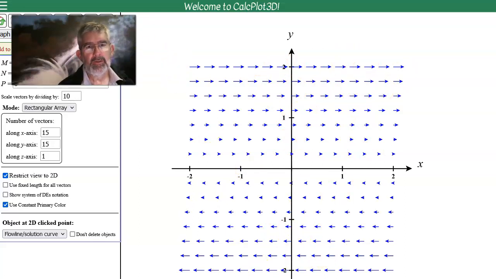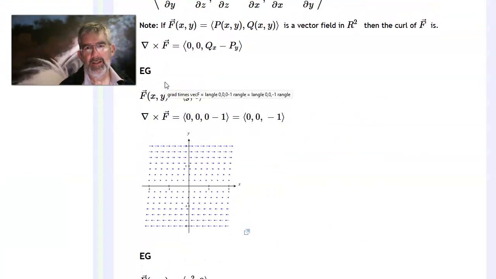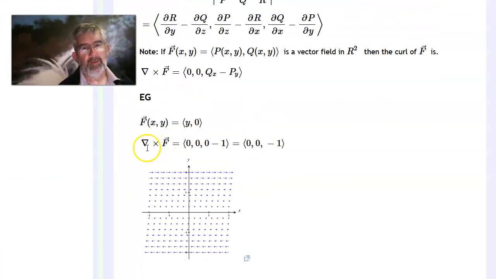Sorry, I didn't look at the calculation. When I do the curl, I'm just doing this one right here. It's 0, 0, and so I need the partial of Q with respect to x. Well, that's 0. And then the partial of P with respect to y, that's 1. So 0 minus 1 is minus 1. So 0, 0, minus 1 is the curl. So everywhere it seems that the curl is pointing in the negative z direction, just length 1.